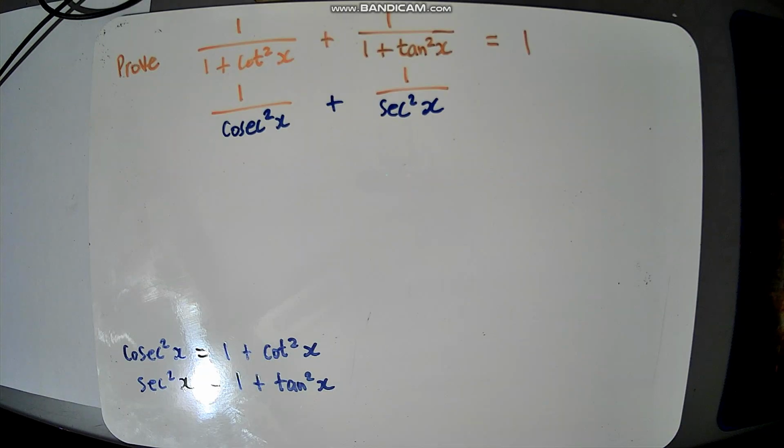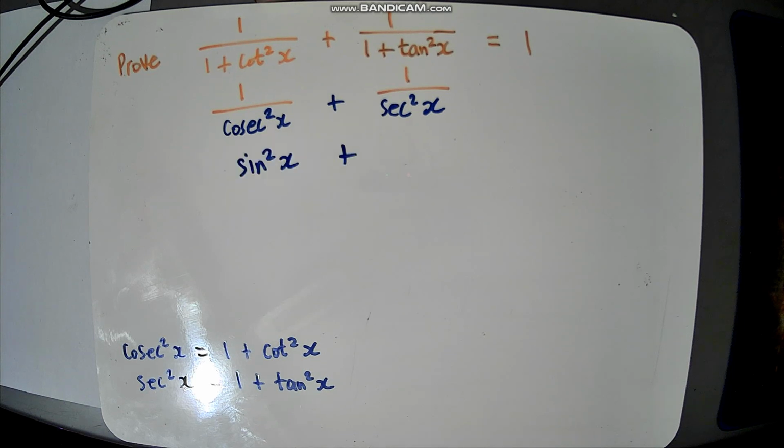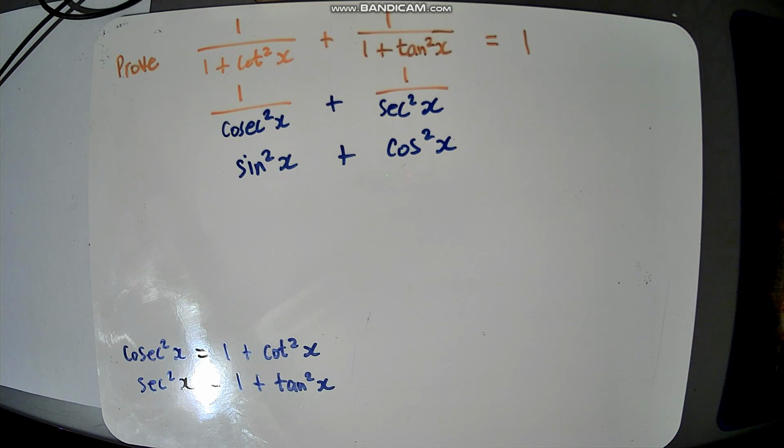Okay, they're now substituted. Notice we got 1 over cos squared x. What will that give us in a nutshell? Isn't that a reciprocal function? That will give us sine squared x. And 1 over secant squared x will give us cos squared x. And if you know your identities, sine squared x plus cos squared x is equal to 1. The left hand side is equal to the right hand side.